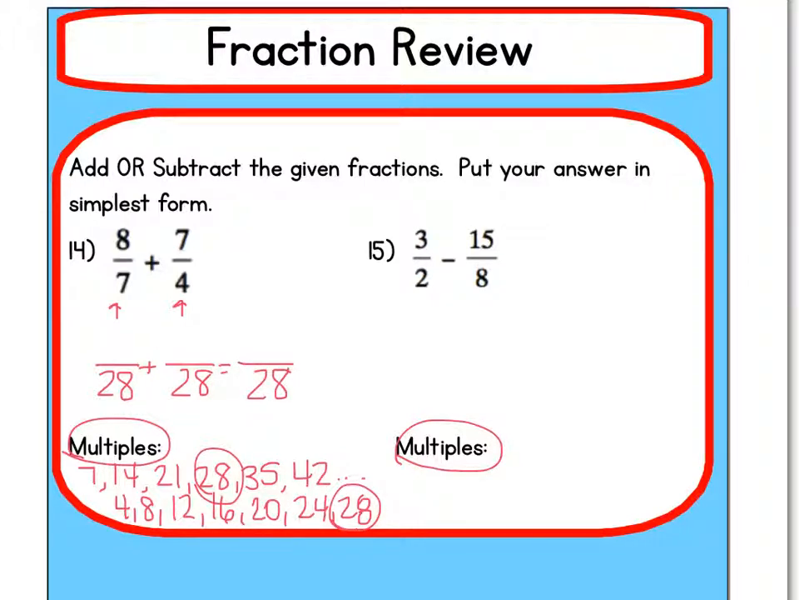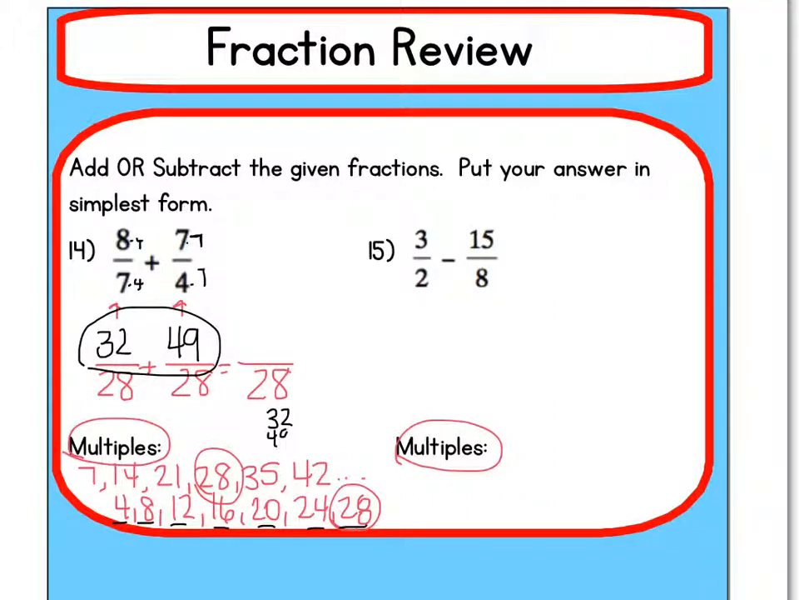We have to ask ourselves, how do we get from 7 to 28? And we have to multiply by 4. So we also multiply 8 by 4 to give us 32. To get from 4 to 28, you'll notice we multiply by 1, 2, 3, 4, 5, 6, 7. So I'm going to multiply by 7. We should have memorized from our perfect squares, 7 times 7 is 49. So now we just have to add our numerators, 32 plus 49.